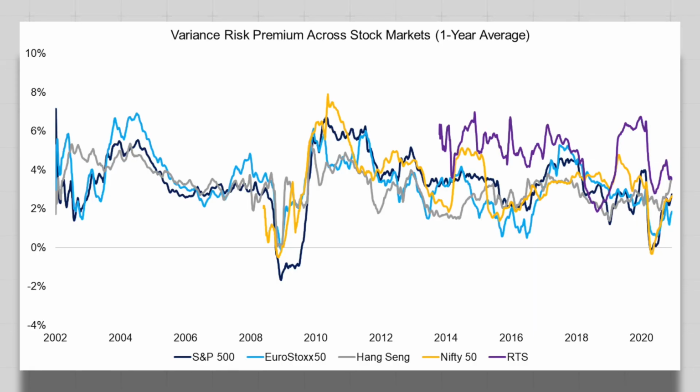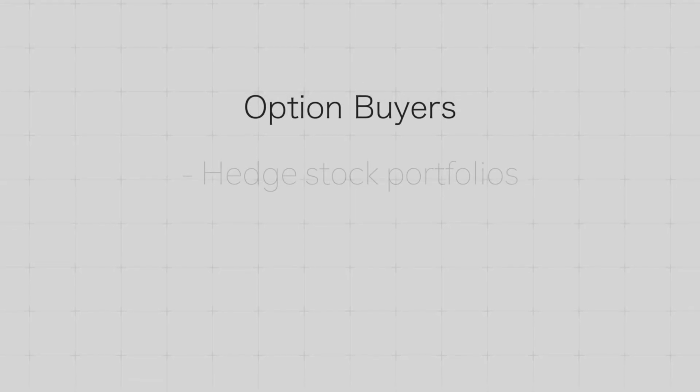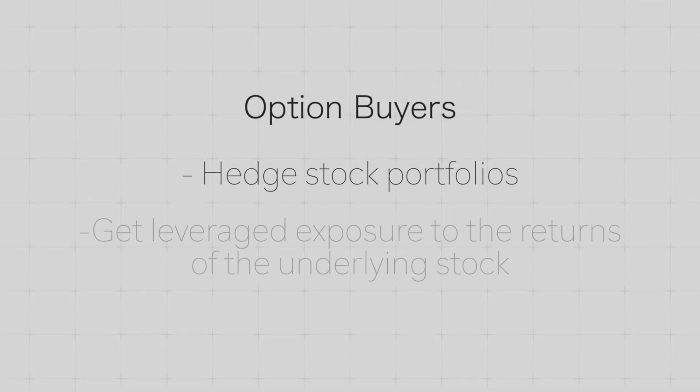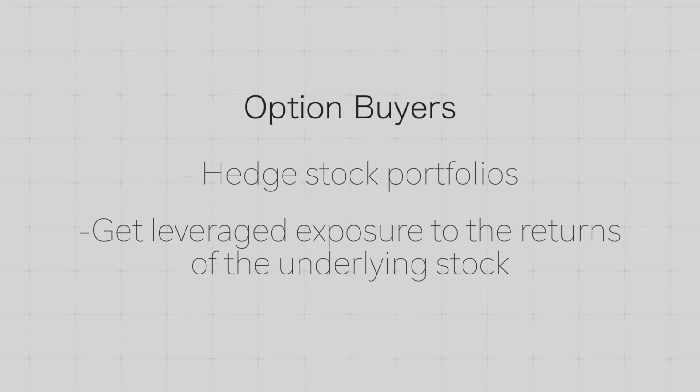Because we now know the variance risk premium is a risk premium, we can actually reverse engineer the process of finding expensive options by finding places with risk. If we know option buyers are primarily looking to hedge stock portfolios or get leveraged exposure to the direction of the underlying, we can start to find situations where there is likely demand for one of these things.